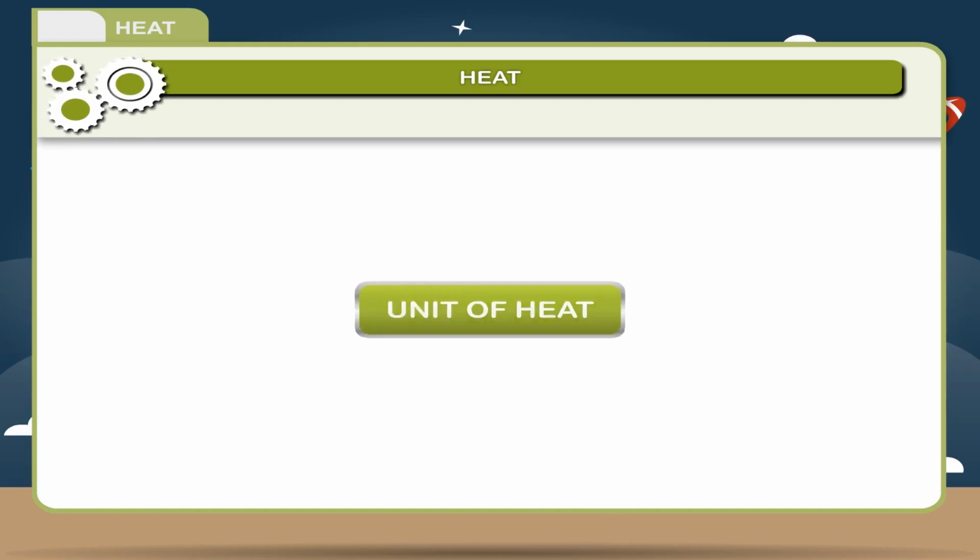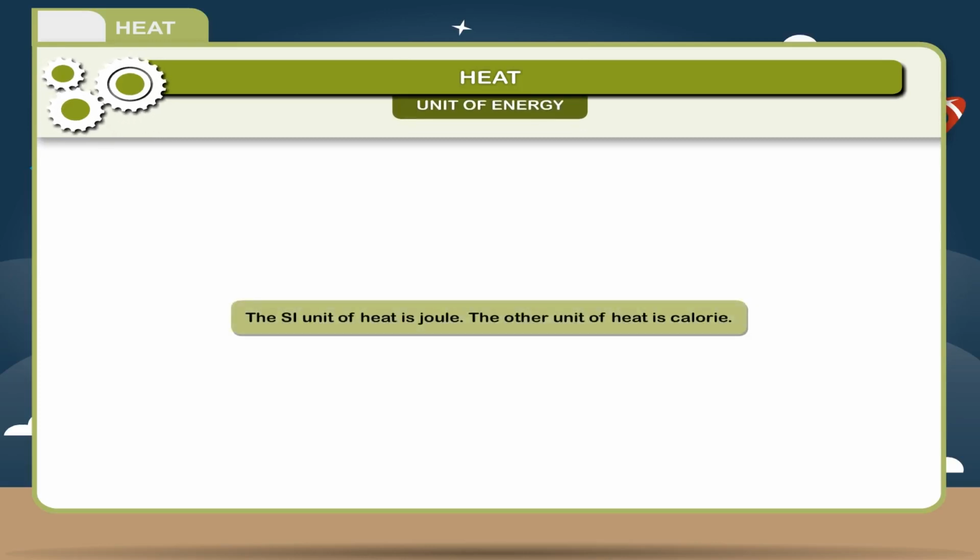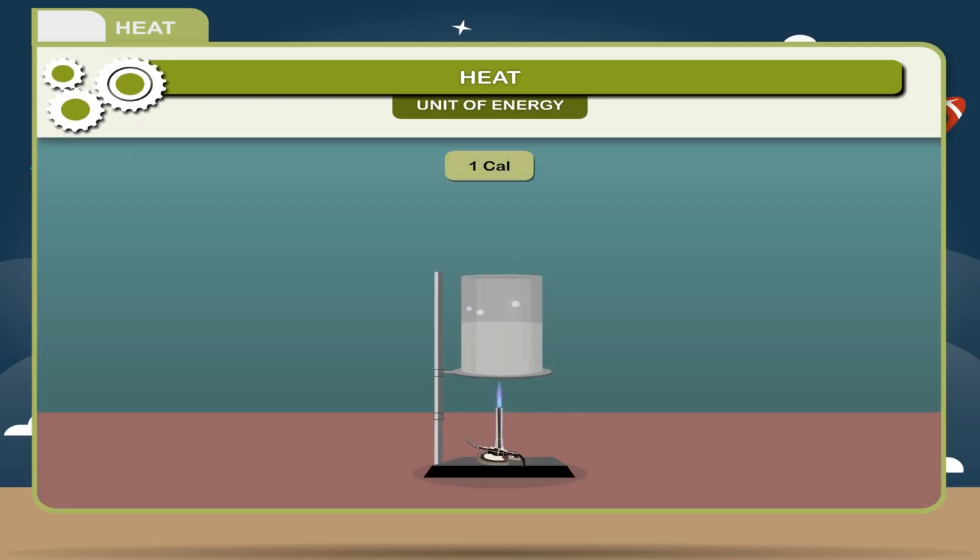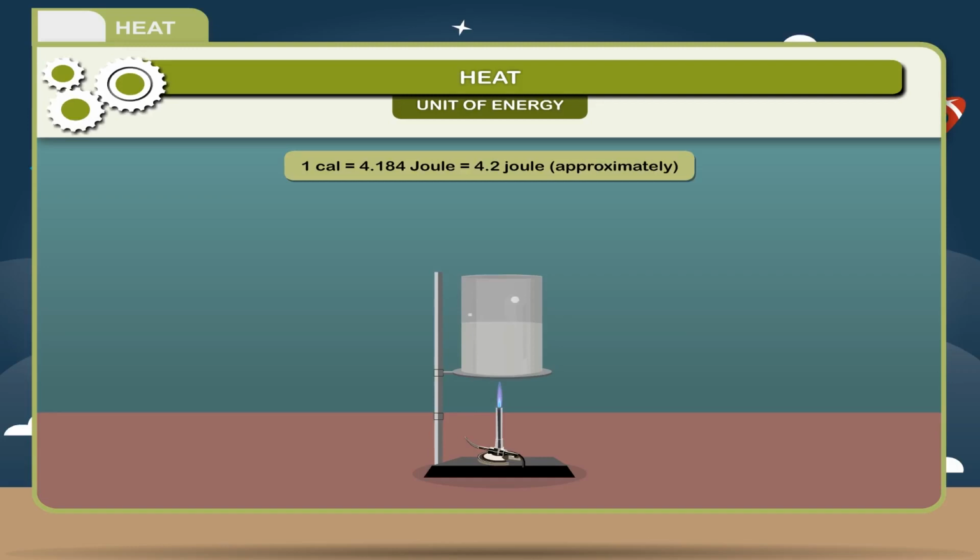Unit of heat. The SI unit of heat is joule. The other unit of heat is calorie. 1 calorie can be defined as quantity of heat required to raise the temperature of 1 gram of water by 1 degree Celsius. 1 kilocalorie is equal to 1000 calories, cal. 1 calorie is equal to 4.184 joule, which is equal to 4.2 joule approximately.